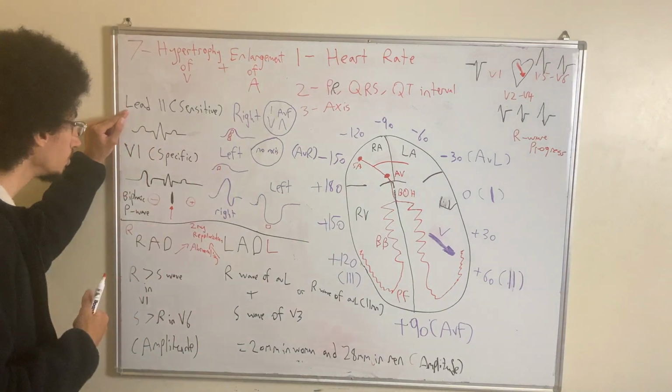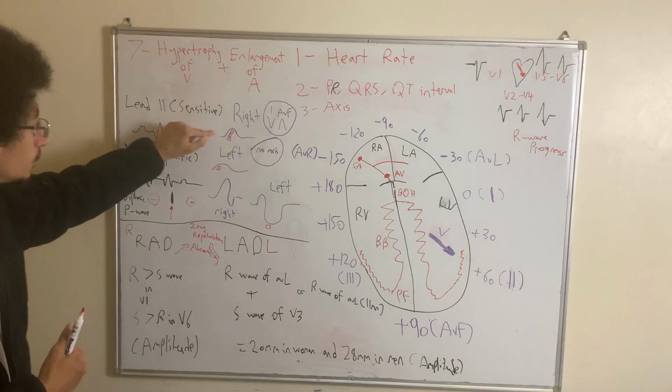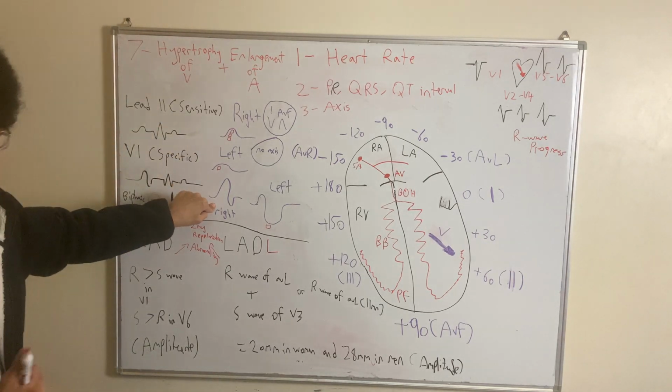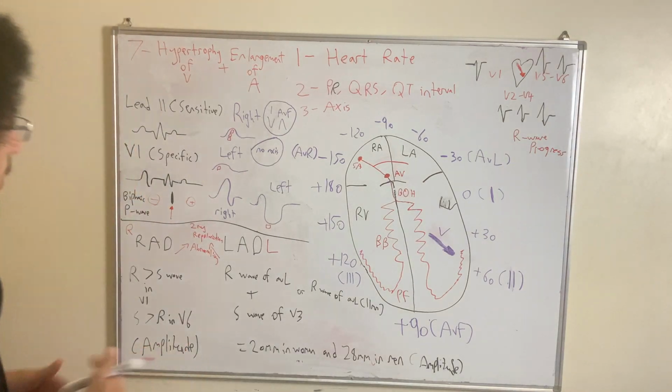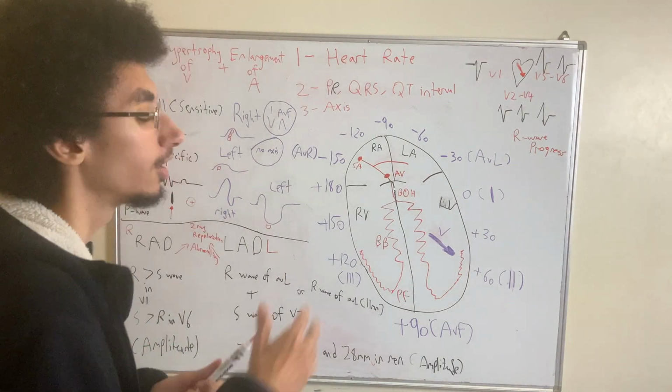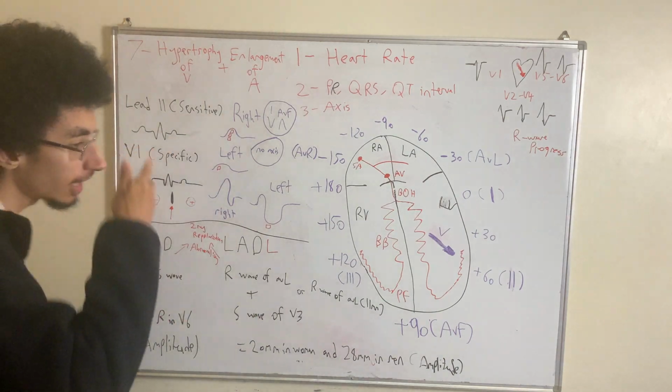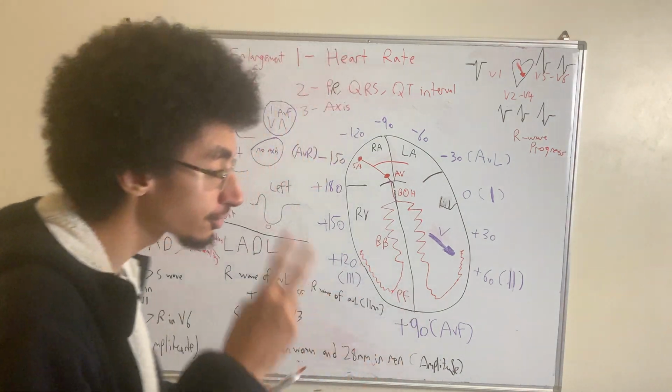You look at lead 2, you look at V1. Lead 2 here, V1 over here. And look at the comparison between the normal and the abnormal. Now, what about left atrial enlargement? Left atrial enlargement, the same concept. Literally, the difference is two things.